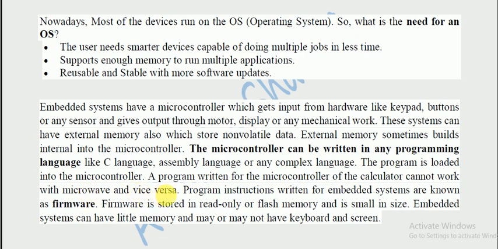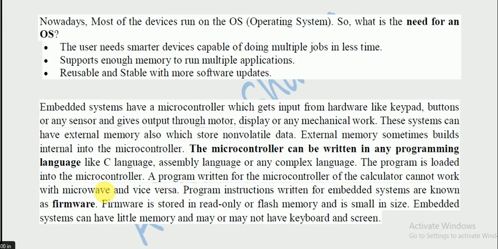What this line means is that since the embedded system is an application-specific device, the program used for the calculator does not work for the microwave, or a program used for the printer cannot work for the washing machine.